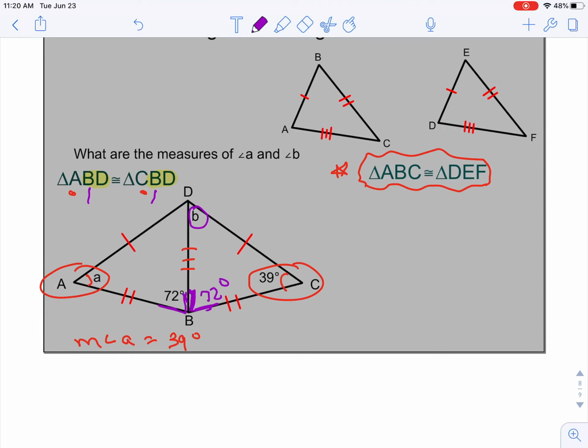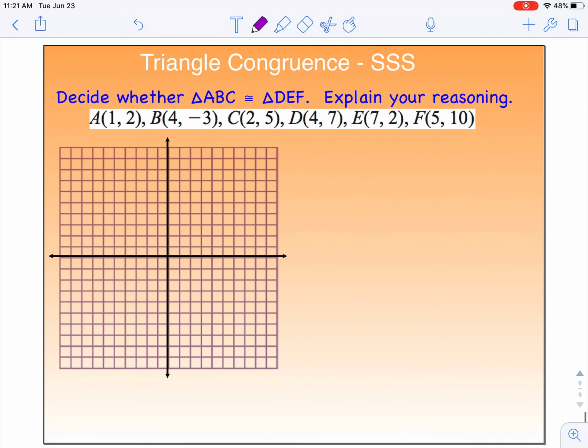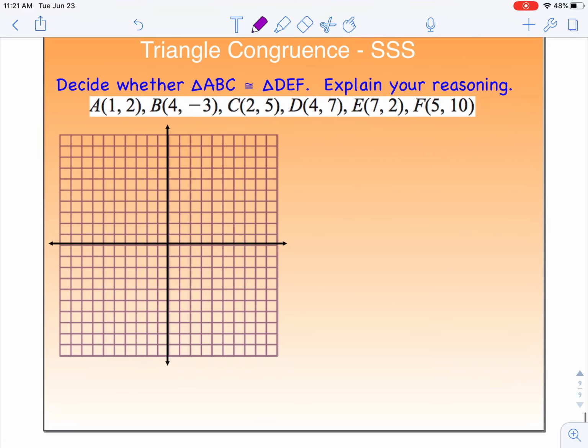We want to find this angle B, so now we can use the triangle sum theorem since we were able to get this piece over here. So that means that the measure of lowercase angle b is equal to 180 minus 72 minus 39, which gives us 69 degrees. All right, one more example here.